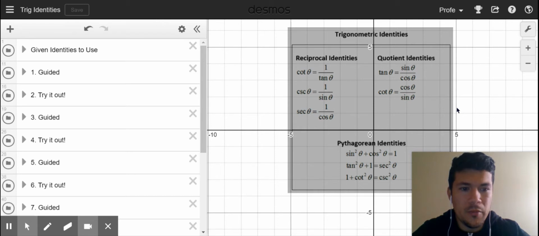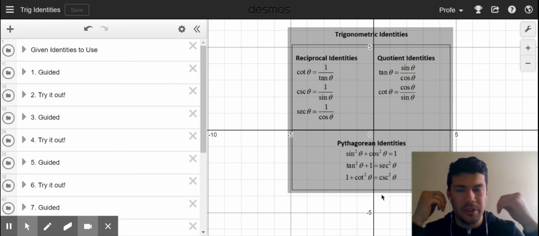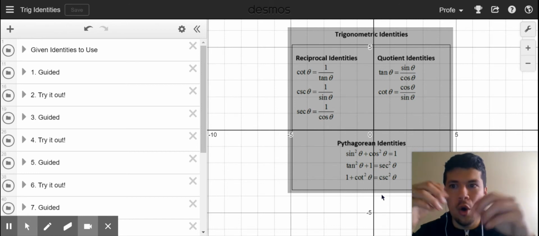There's three other identities. Most important one is sine squared plus cosine squared equals 1. Those are the Pythagorean identities. Then there's tangent squared plus 1 equals secant squared, and 1 plus cotangent squared equals cosecant squared. So identities are basically just statements that are always true.